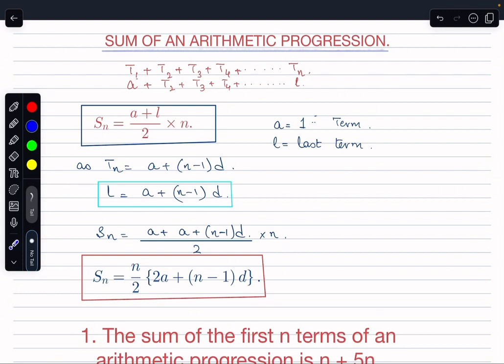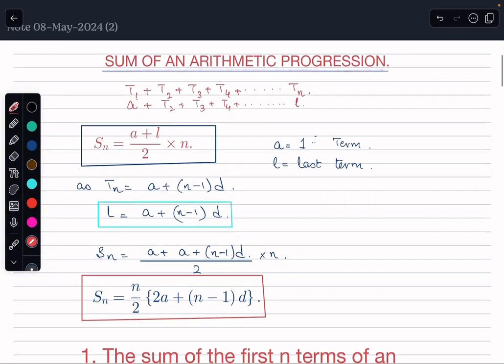So the sum of the arithmetic progression can be expressed by two formulas. One is Sn equals A plus L divided by 2 times n, and the other is Sn equals n by 2 times 2A plus n minus 1 times D. These are the two formulas for the sum of an arithmetic progression.